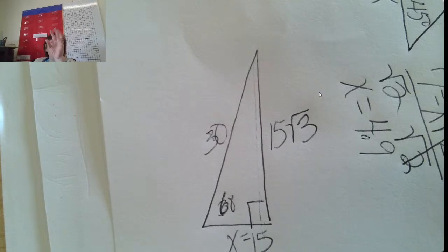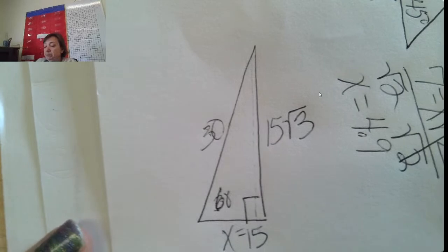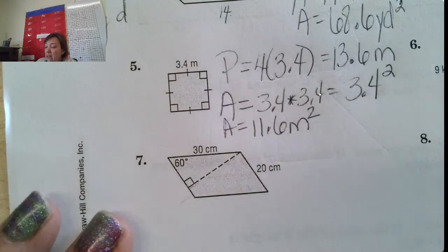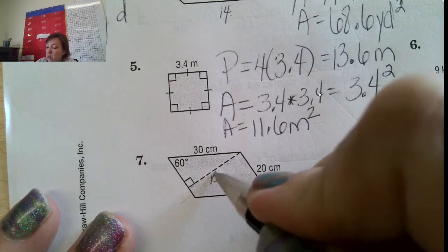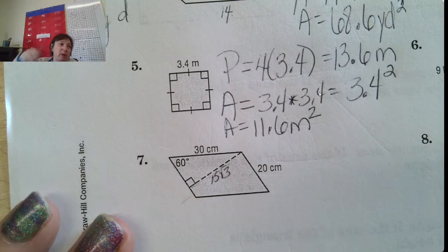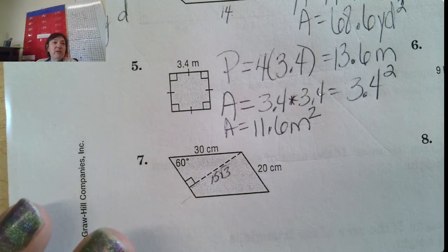Okay, if you think of on the 45, 45, 90, you got 2 sides the same, so square root of 2 is what you use. Okay. So that little thing right there is 15 square roots of 3. Whatever that is, I'm not going to worry about it right now. Okay? It's 15 square roots of 3.